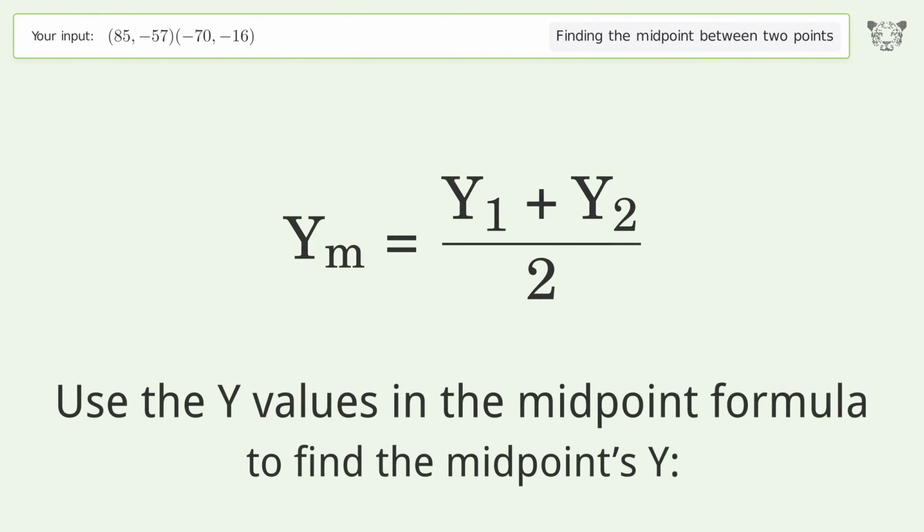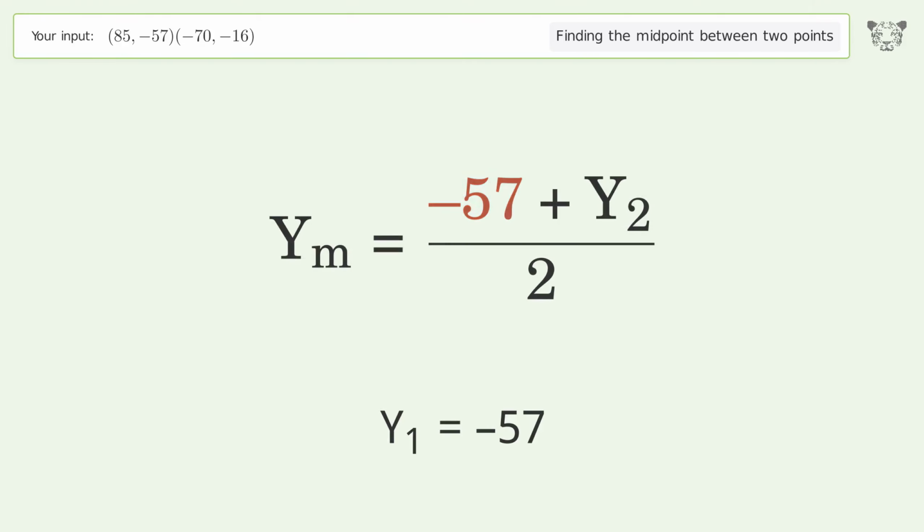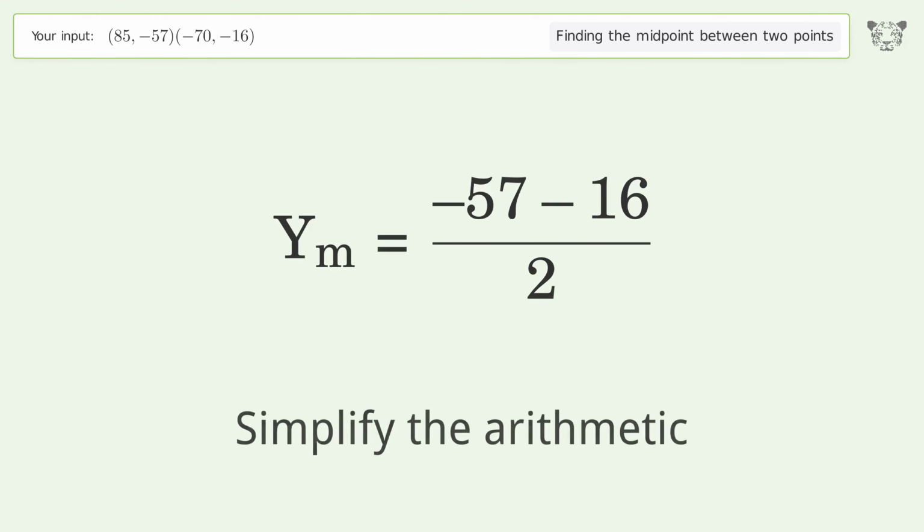Use the y values in the midpoint formula to find the midpoints y. y1 equals negative 57. y2 equals negative 16. Simplify the arithmetic.